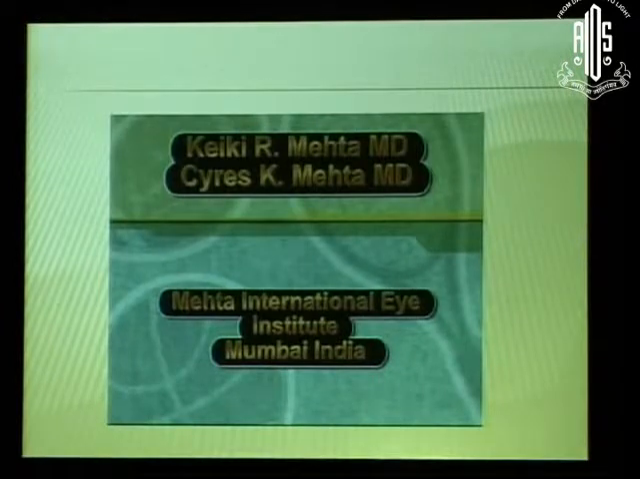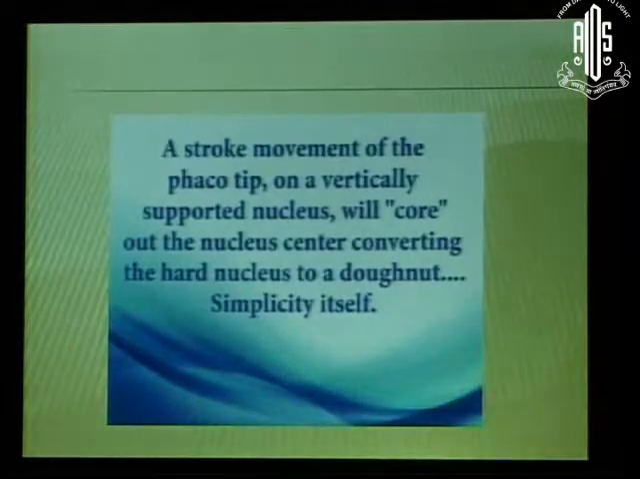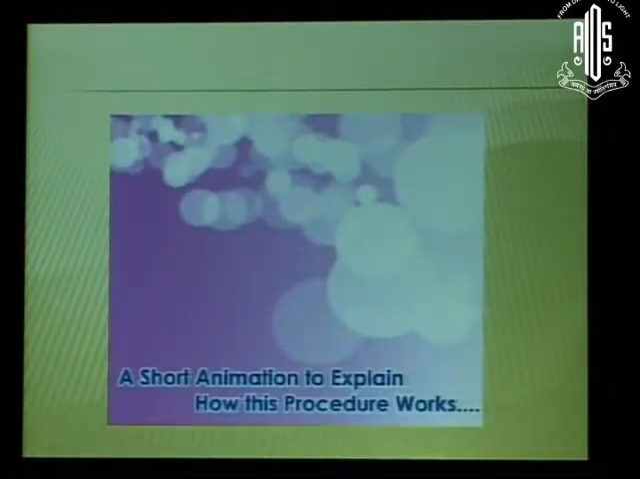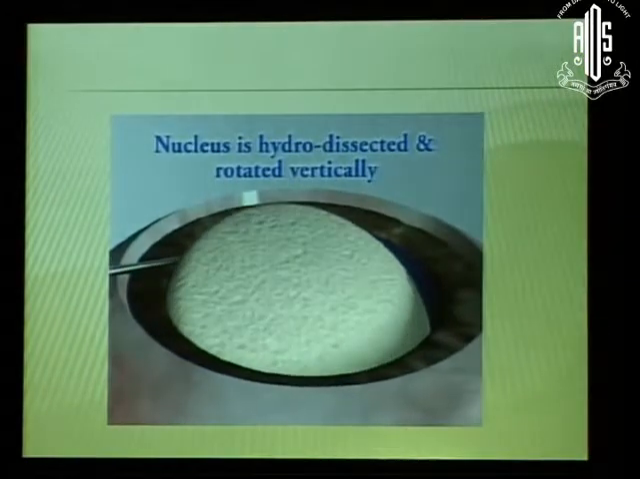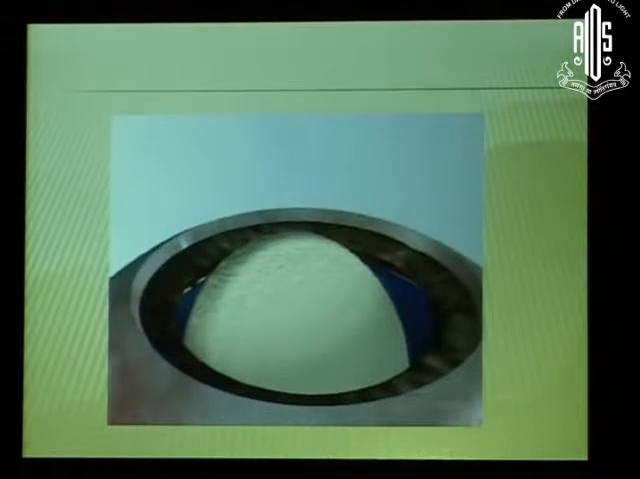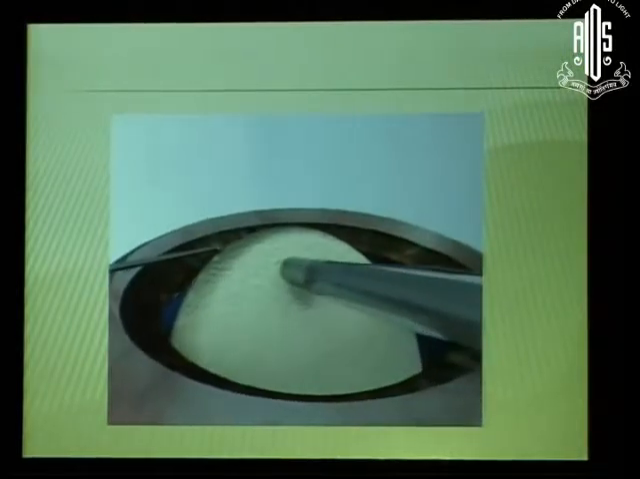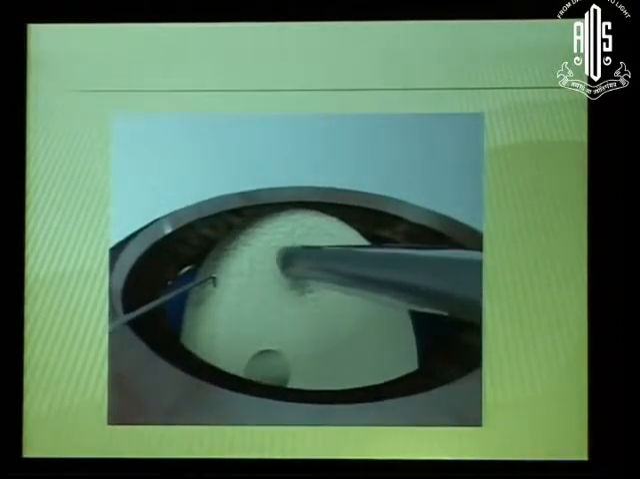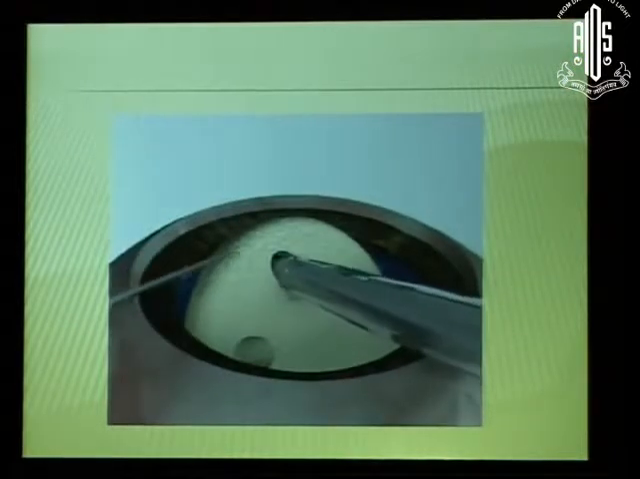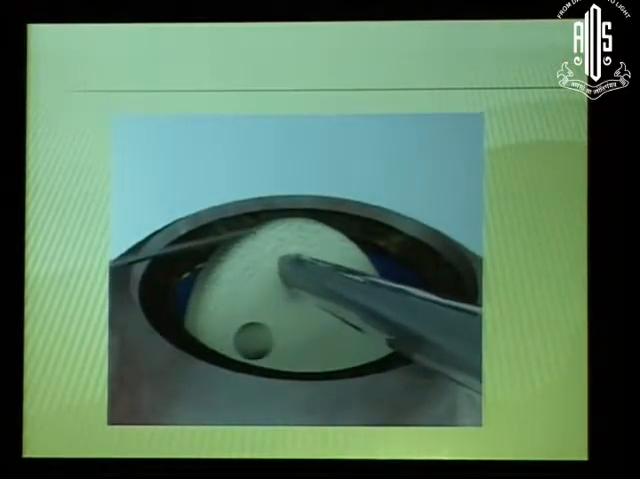Now in this particular technique, it's what we call as boring and decoring. We use the stroke movement of the phaco tip on a vertically supported nucleus to core out the nucleus center, converting it. You notice it in this little short animation which I have done, because this is a technique which you should be able to utilize. Hydrodissect it off, and now what you are going to do is only make little openings or cores in the lens. Now each time you turn it around, you make a little hole.